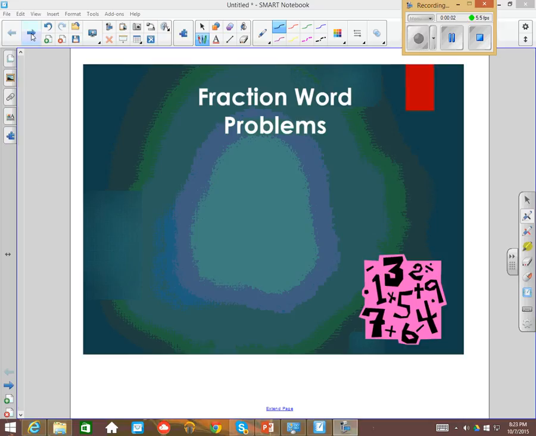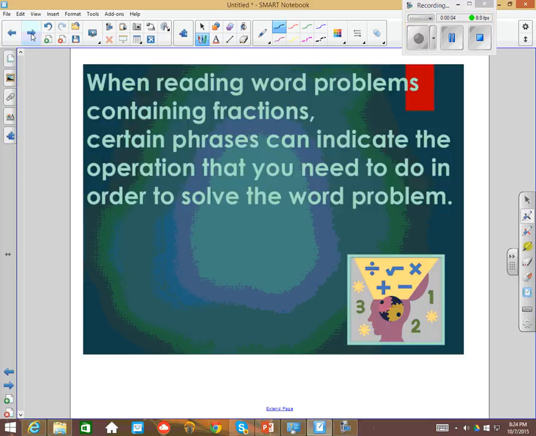Fraction word problems. When reading word problems containing fractions, certain phrases can indicate the operation that you need to do in order to solve the word problem.